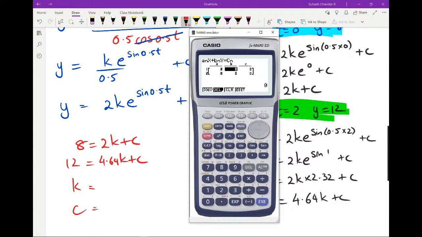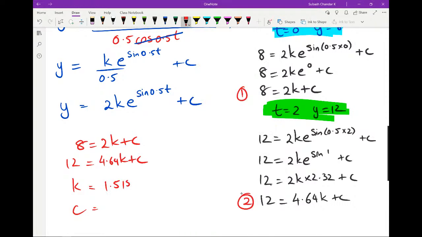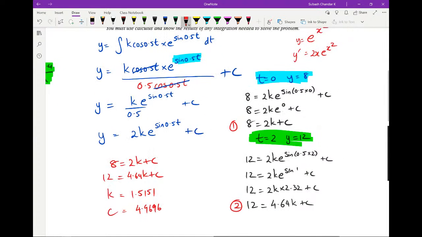So I've got 2, 1 and 8. Then I've got 4.64, 1 and 12. So my k is going to be 1.51. And my c value is going to be 4.96. Okay.